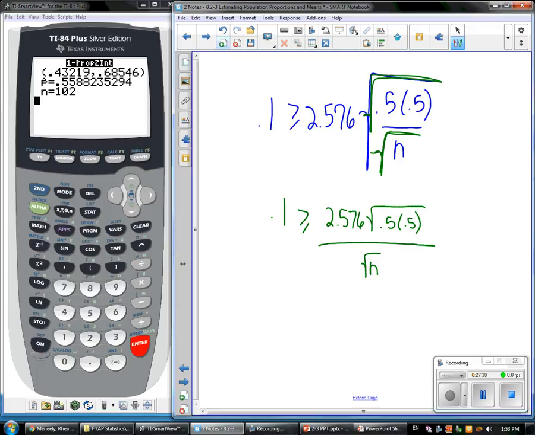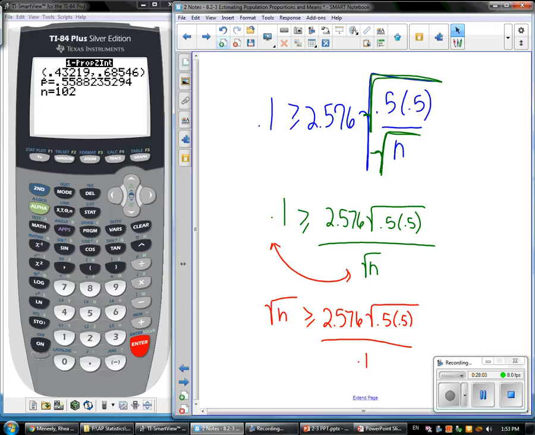And we've seen proportions before. If I am trying to solve for n, then I can essentially switch these two terms, because I'm going to multiply both sides by the square root of n, and I'm going to divide both sides by 0.1. So I can rewrite this formula to be the square root of n is greater than or equal to 2.576 times the square root of 0.5 times 0.5, which is just 0.5, but we'll get there in a minute. And that's going to be over 0.1.